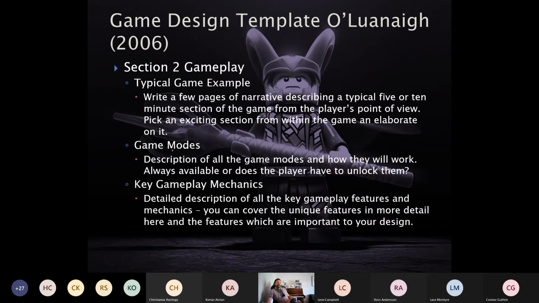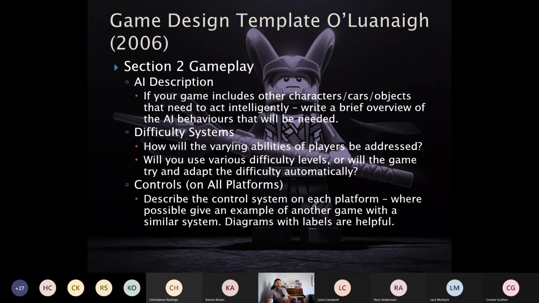Okay, so gameplay, typical gameplay example. Write a few pages of narrative describing a typical 5 or 10 minute section of the game, perhaps. This is only from this template point of view. Game modes, what kind of modes do you actually have? What you actually have to do to unlock them? What about game mechanics? We'll have a lecture in game mechanics that I'm sure you'll enjoy because I'll prepare quite a lot on that. AI description as well.